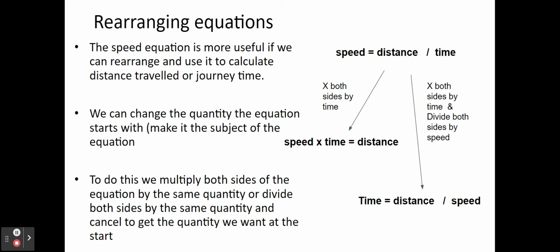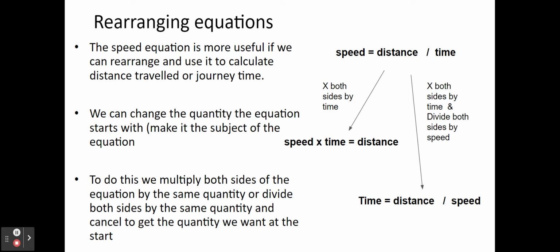So one of the things that students find quite difficult is rearranging equations. I've already given you the speed, distance, time equation. Speed equals distance divided by time. But sometimes we need to change it. Sometimes we want to work out the distance and sometimes we want to work out the time. So we can change the quantity the equation starts with. Make it the subject of the equation.